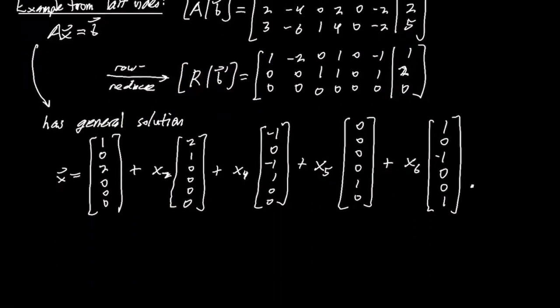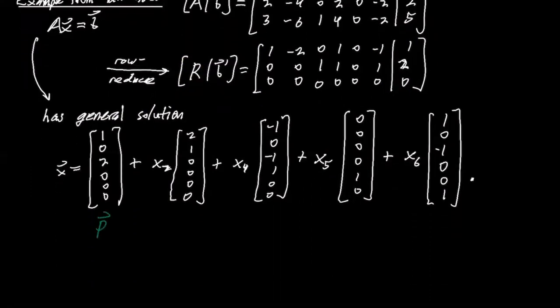What I want to do, so here are some things I'd like to say. I'm going to call this vector P. And then I want to call these H's with subscripts. At first I had H1, H2, H3, H4, but that annoyed me because it didn't match the variable, like right here, that's X2. So I'm going to call that H2 and so on. So let's call this vector H4, this vector H5, and this vector H6.